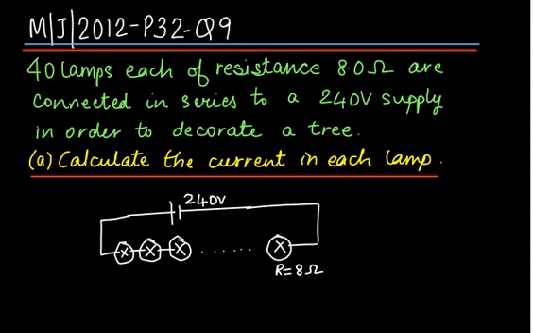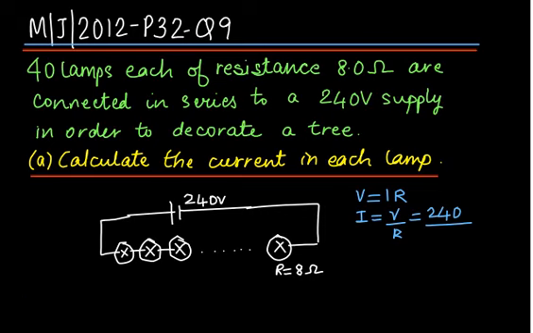Now, for example, suppose we know that Ohm's law is V equals IR, that is voltage equals current into resistance. We are supposed to find the current in each lamp, so that means we are supposed to find the value of I. I is V upon R. We know that the voltage is 240 volts. We need to find the total resistance in the circuit. Now, as I have said earlier, every lamp has a resistance of 8 ohms.